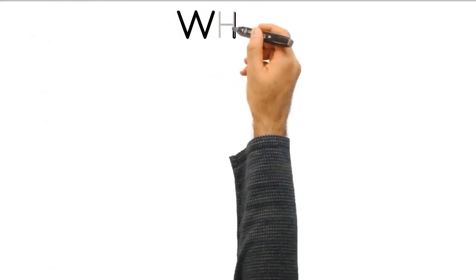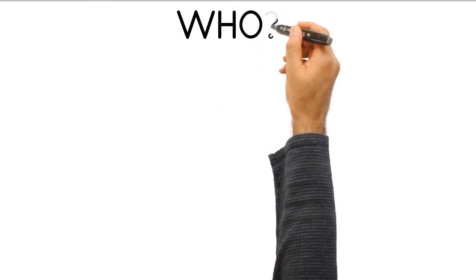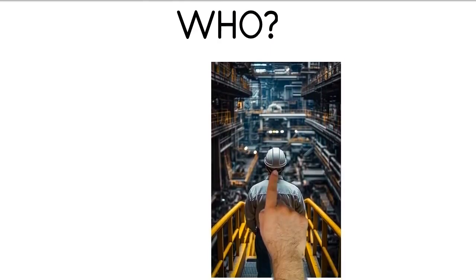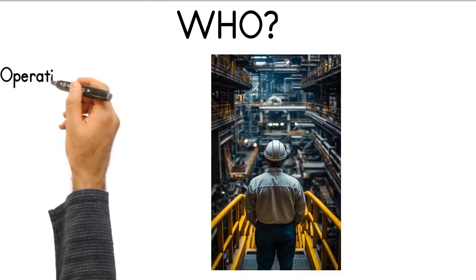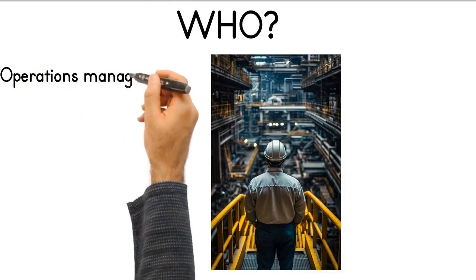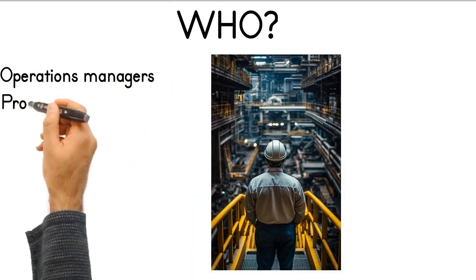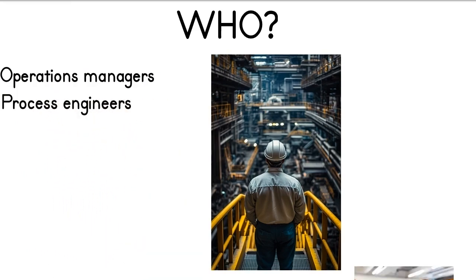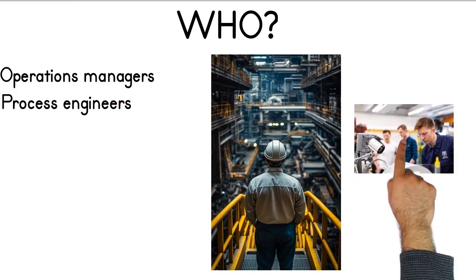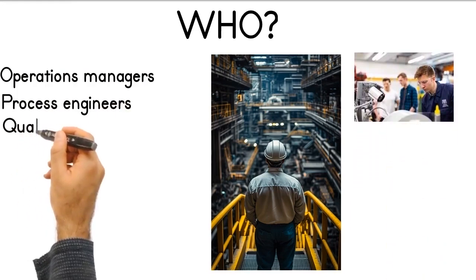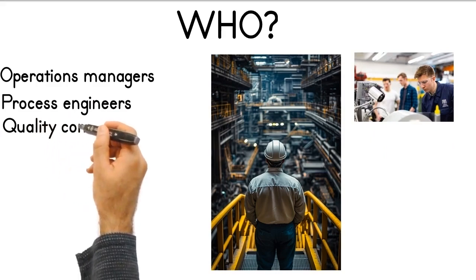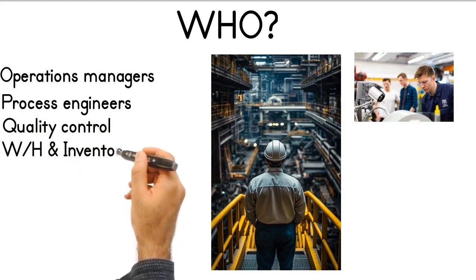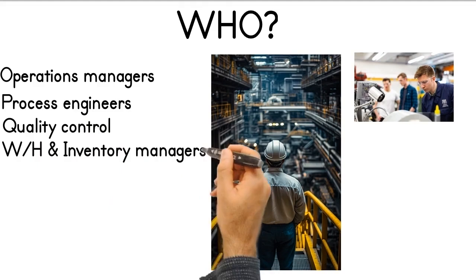Who is involved in material loss reduction? Operations managers are responsible for overseeing the production processes and ensuring that material loss is minimized. Process engineers focus on improving production techniques and workflows to reduce material loss. Quality control teams inspect the raw materials, semi-finished goods, and final products to ensure that quality standards are met. Warehouse and inventory managers are responsible for the storage and handling of materials and ensure that inventory is properly maintained.